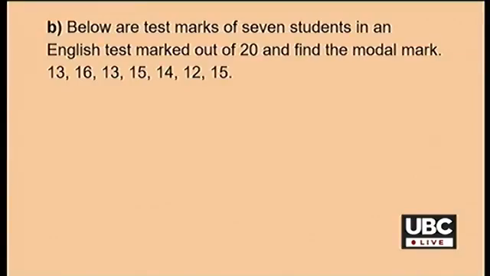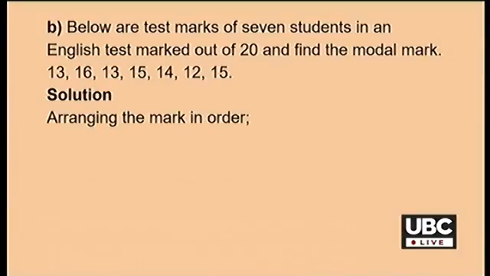We have the marks of 7 students in an English test, and it is marked out of 20. We are required to find the modal mark. How do we find the modal mark given those marks that are showing on your screen? I said that we arrange our marks in order of size. The order of size can be increasing or decreasing.